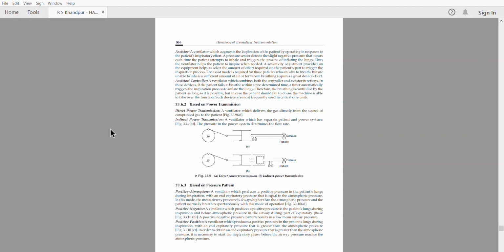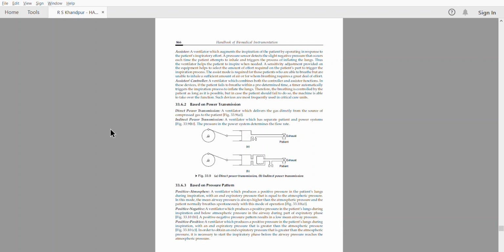Assister: a ventilator which augments the inspiration of the patient by operating in response to the patient's inspiratory effort. This is the assister. The assister and controller both have to work simultaneously to do a better job. Then, based on the power transmission, the required power or the required breathing rate for a specific surgery or a specific need, these ventilators come into play.